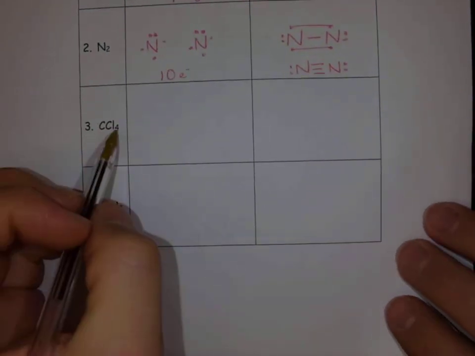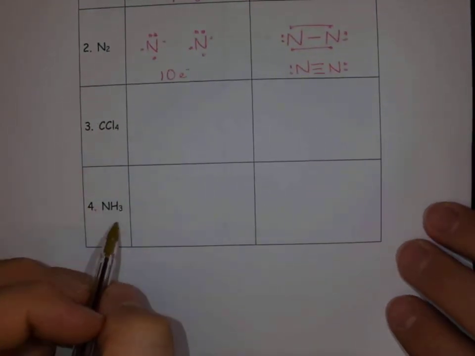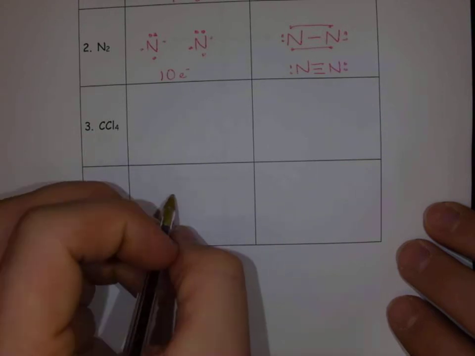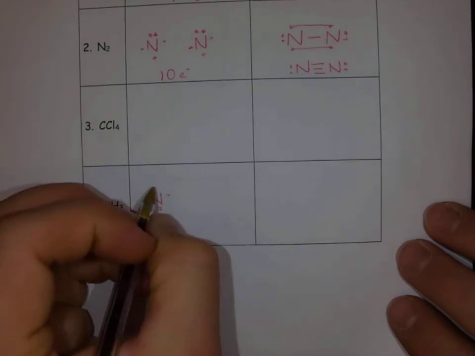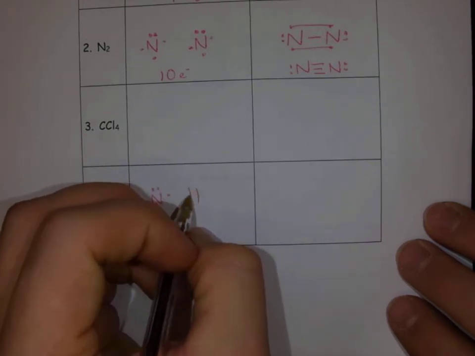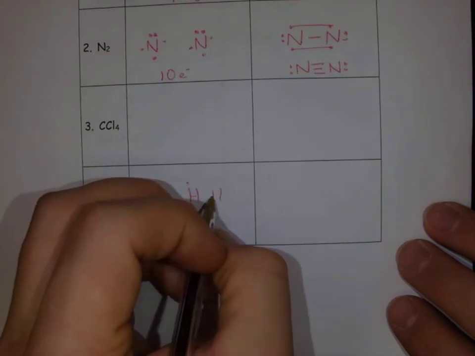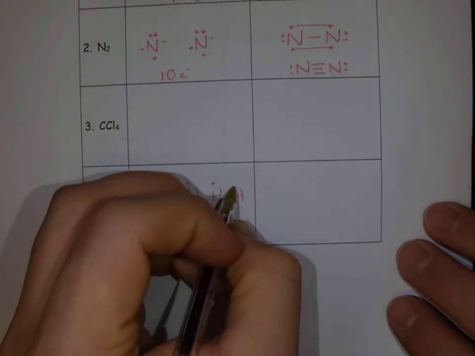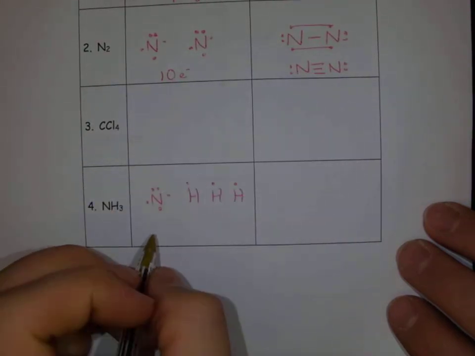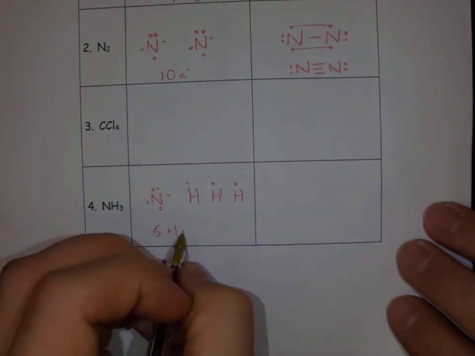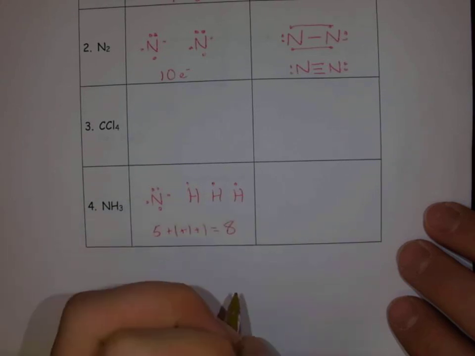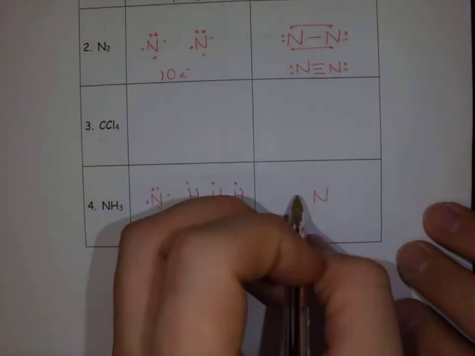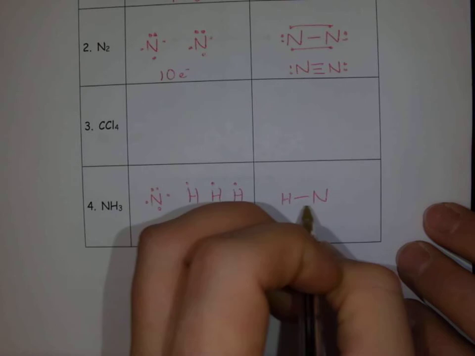I'm going to skip over CCl4 and go down here to NH3. For NH3, N we would have 1, 2, 3, 4, 5, and then H we've got 1, H we've got 1, and H we've got 1. So we've got 5 plus 1 plus 1 plus 1. That's 8 electrons total. I'm going to start by building a skeleton.